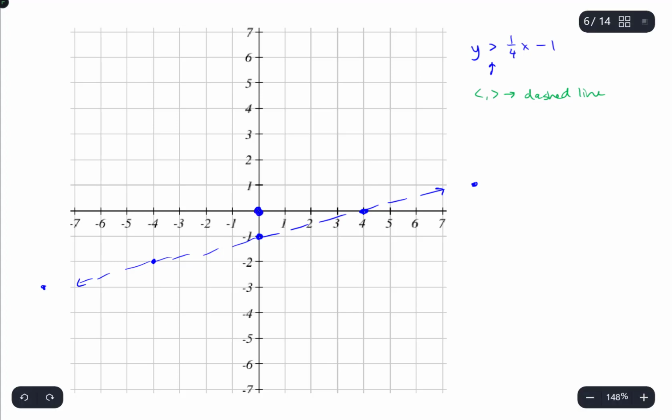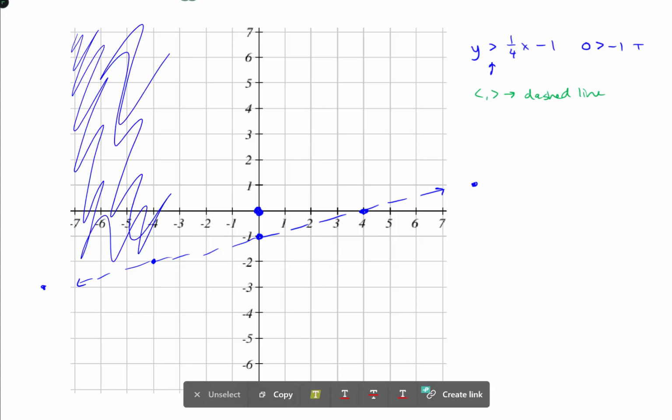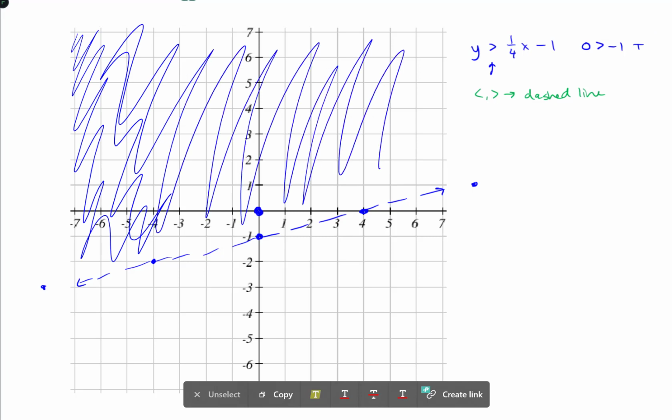Now I need to know which side of the line to graph. I'm going to pick a test point, and the origin is easiest if it's available. All you have to do is plug the origin into your inequality. That would be 0 greater than -1. 0 is greater than -1, so that's a true statement. So you shade the side of the line that contains the origin. I'll shade that side of the line.